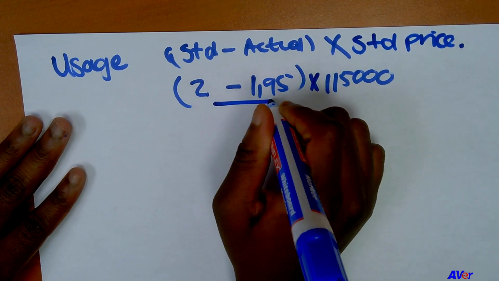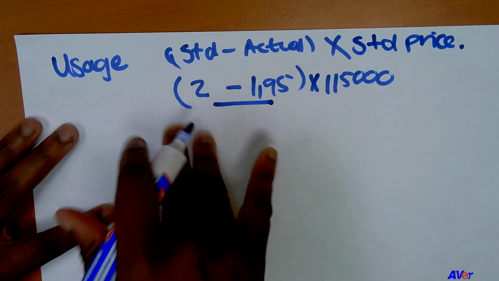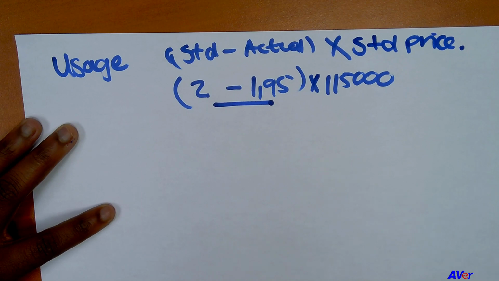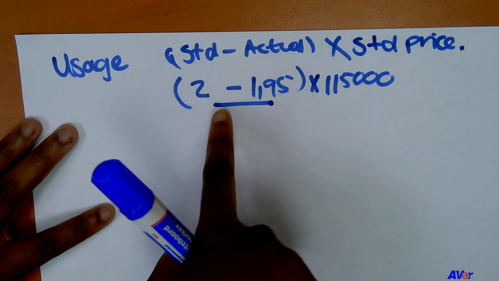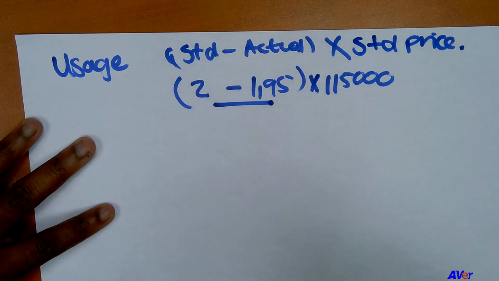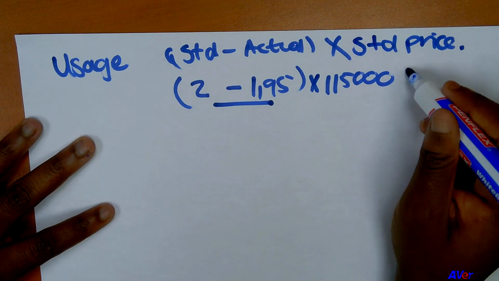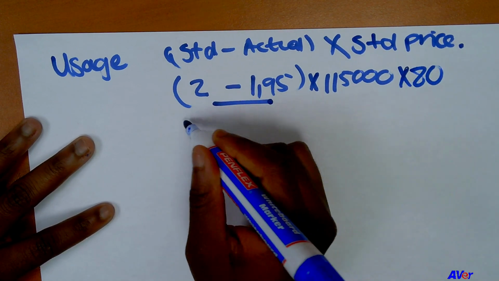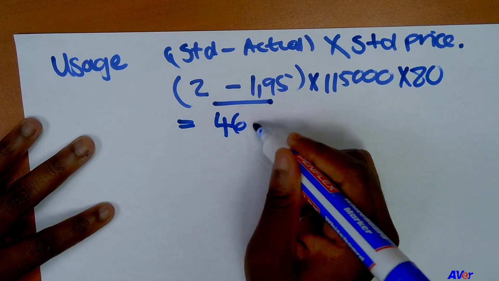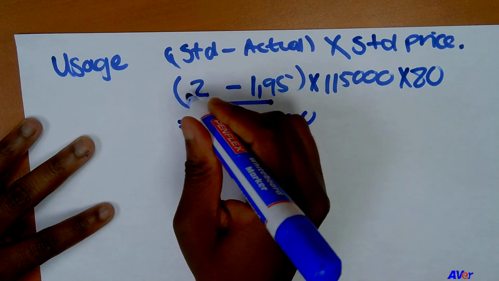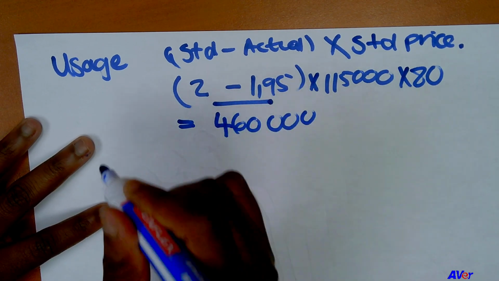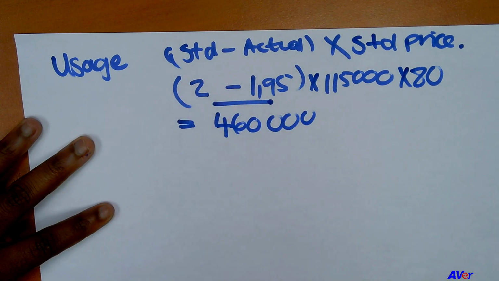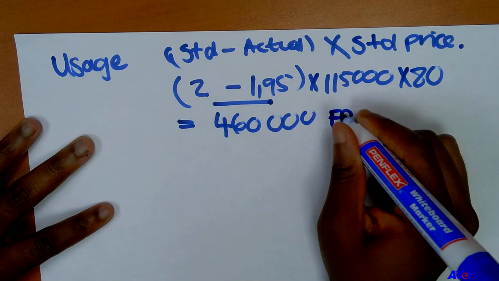You need to check the units that are in the bracket so that you know which price you need to use. Because here we've got kilograms, you can use the standard price per kilogram, which is then the 80. That will then give you your variance of 460. But in this case, it was favorable because you used less than your standard. So this is a favorable variance.